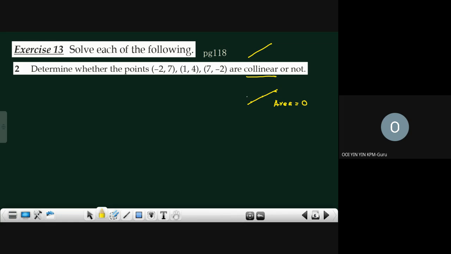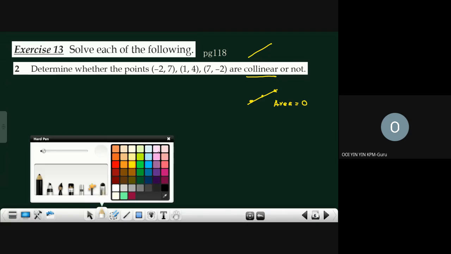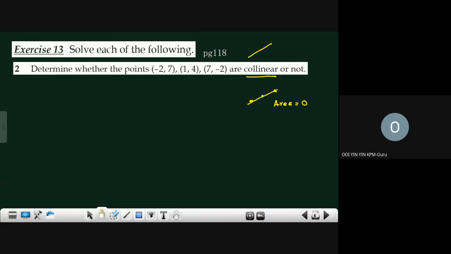That means this point A, oh, it's not written ABC. No need to write ABC. That means your first point, your second point, your third point, these 3 points are on the same straight line, then the area will be 0. So based on this, that is how we are going to show it. We just find the area, and if you can show that the area equals 0, that means these 3 points are collinear.